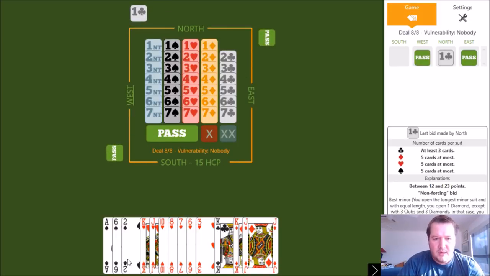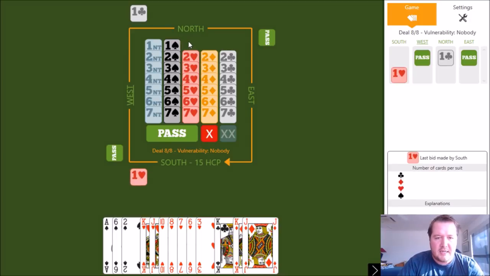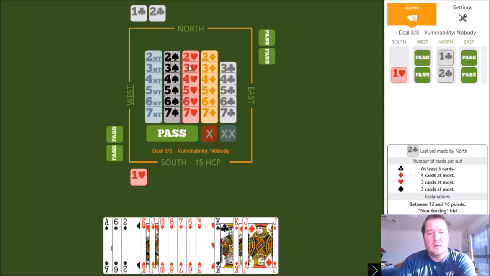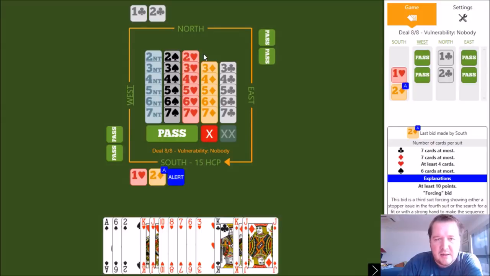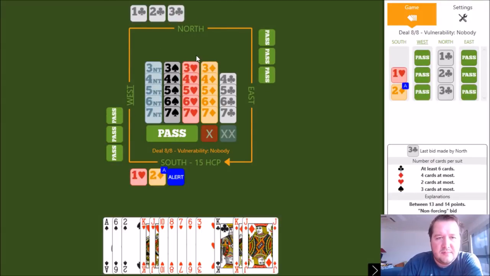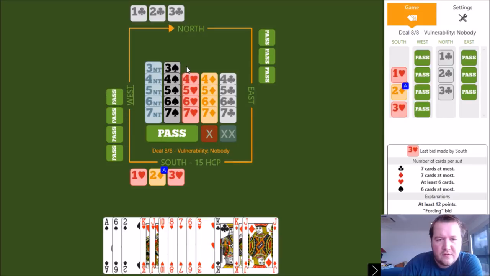Okay, so here we've got 12, 15 highs and 6 hearts, so 7 hearts. We'll start with 1 heart. Is 3 hearts forcing or invitational? No. So this is just a forcing bid, it says nothing else. And if I bid 3 hearts now, what's that? Yeah, just forcing with hearts.